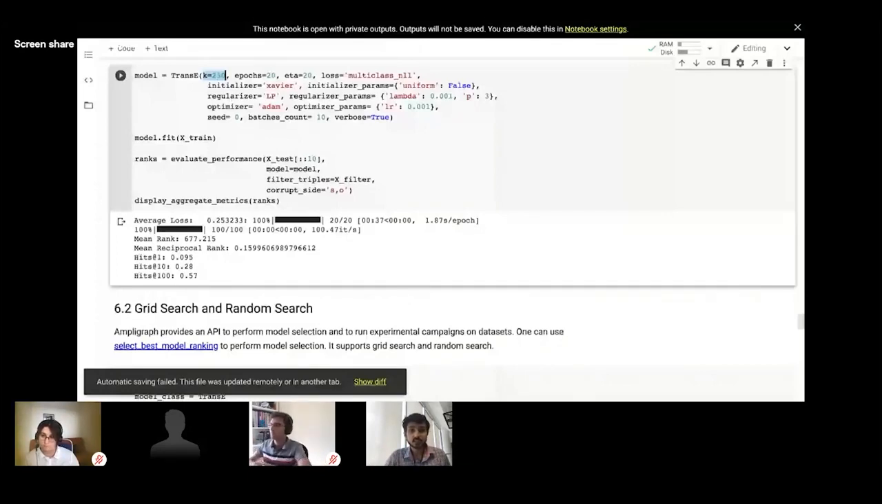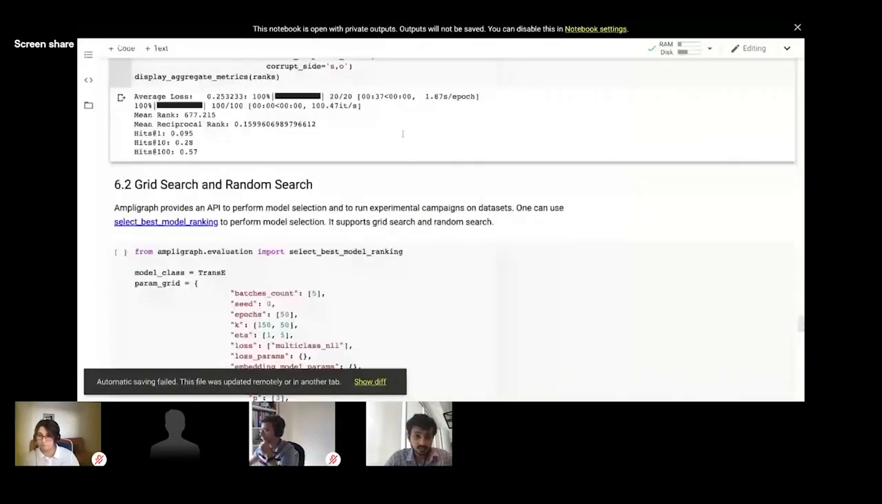Similarly, you can play around with other hyperparameters like regularizers. Here I'm using the L3 regularizer. You can choose L2 by changing p equal to 2 and so on. And this is the regularizer weight. Similarly, you can change optimizers, batch counts, initializers, and losses.